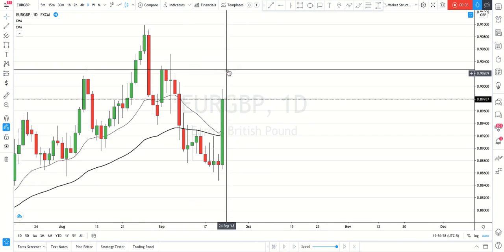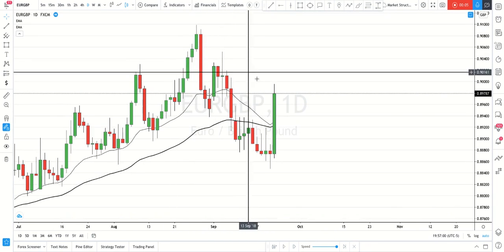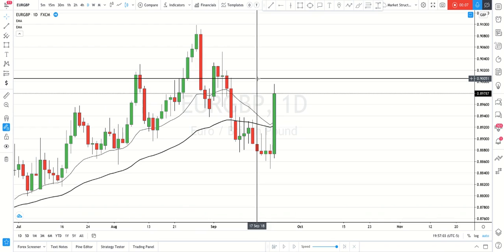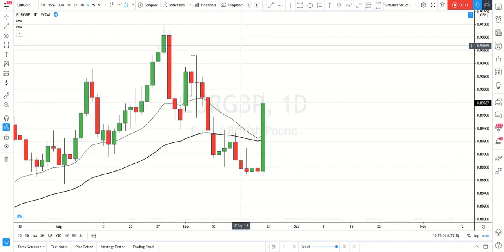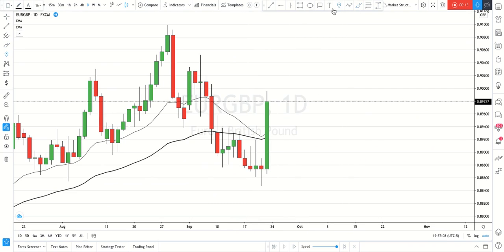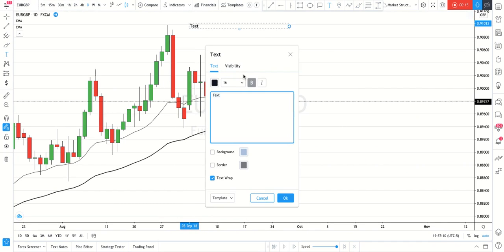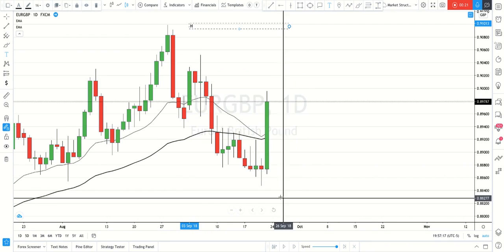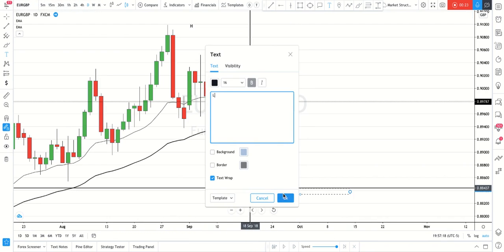Hello everyone, and for this video I am going to be explaining and identifying what market structure is. So let's go ahead and get into it. So the first thing you need to do is find a high and a low. So for the beginning, I'm going to identify this as a high and this as my low.